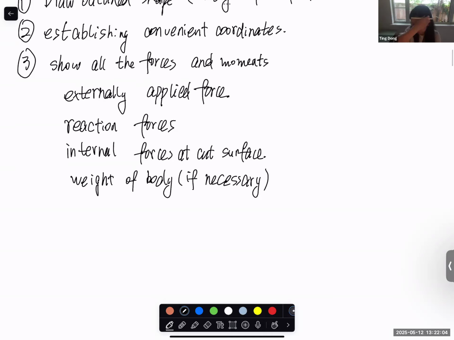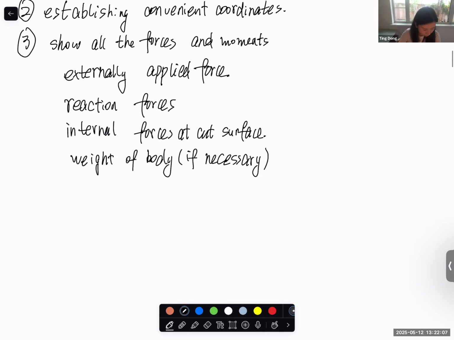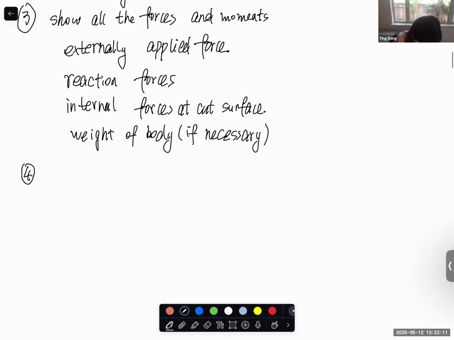So this is showing all the forces and moments. And then we do need to indicate all the necessary dimensions. This is for writing the force equilibrium equation and the moment equilibrium equation. For the moment equilibrium, you do need the moment arm. So make sure that you have the dimensions there, so you know what the moment arm is for writing the moment equilibrium equation.